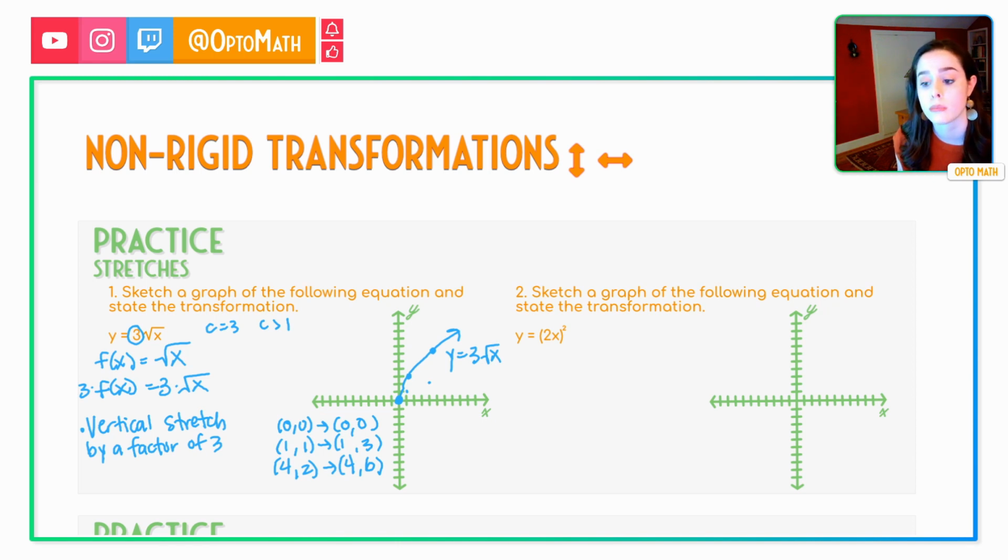Let's take a look at number 2. Sketch a graph of the following equation and state the transformation. And our equation is y equals the quantity of 2x squared. Now at first look you would think, well, there's a 2 times your x, so it's going to be some sort of horizontal stretch or shrink. And since 2 is greater than 1, it's going to be a horizontal shrink / compression.